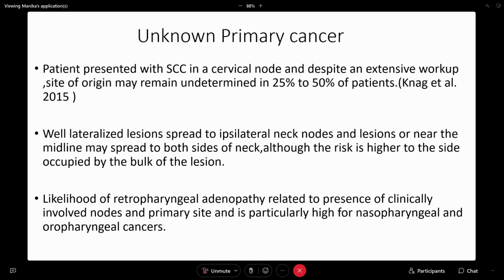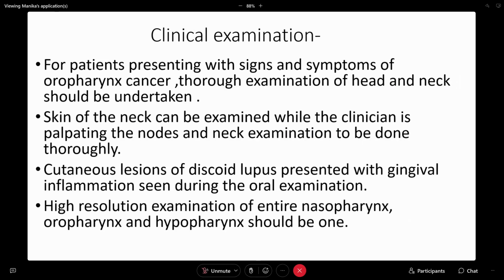The likelihood of retropharyngeal adenopathy is related to the presence of clinically involved nodes and the primary site, and that is particularly high for nasopharyngeal and oropharyngeal cancers. Then coming to the clinical examination, for patients presenting with signs and symptoms of oropharynx cancer, a thorough examination of the head and neck should be undertaken.